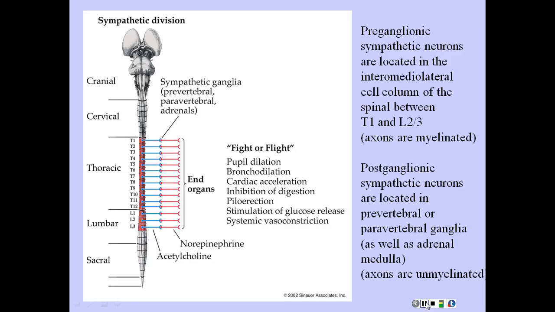The first major difference is where do we find these preganglionic sympathetic neurons? And if you look at it, it's completely different from the parasympathetics. Now there's nothing in the brainstem, there's nothing in the sacral region. Rather, these preganglionic sympathetics are found between thoracic level 1 and lumbar level 3.